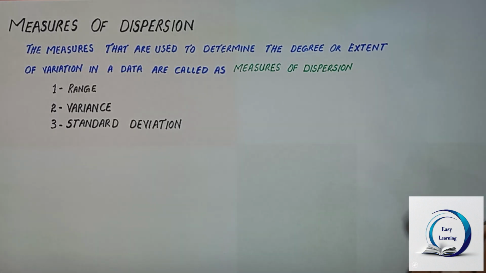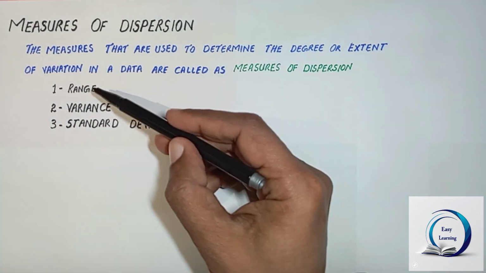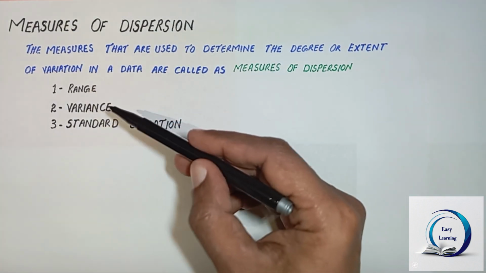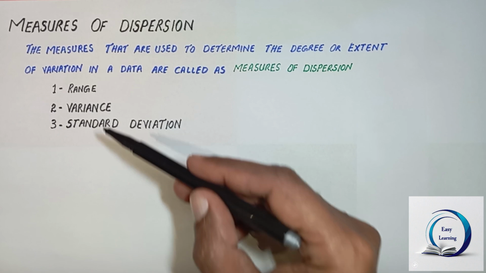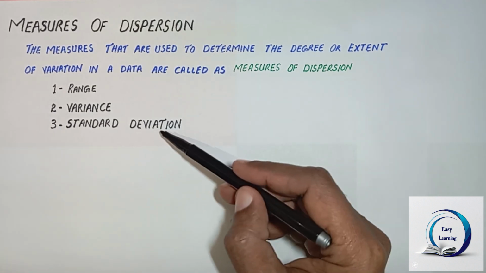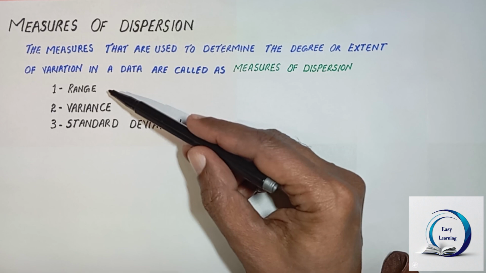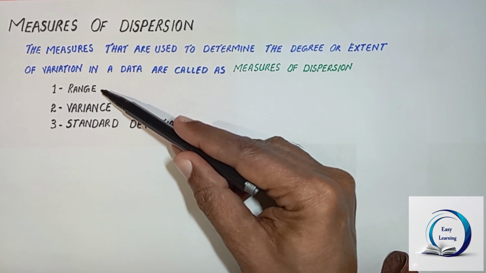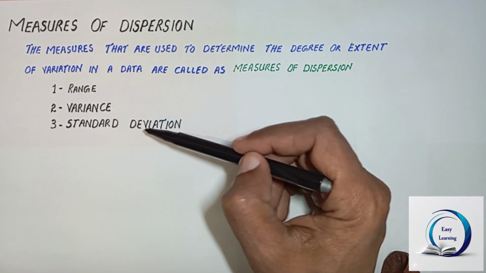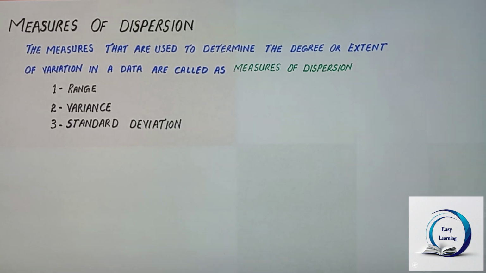Here we will discuss three measures of dispersion: range, variance, and standard deviation.